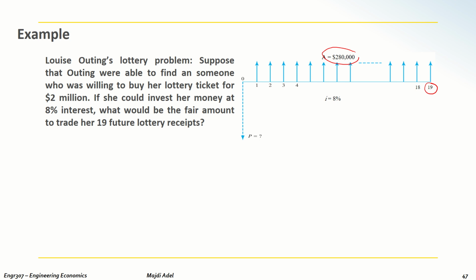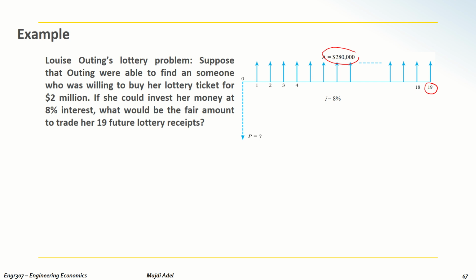Is the 2 million taken today compared to $280,000 for 19 years a fair trade or not? Is the 2 million taken today equivalent to $280,000 at 19 years and interest rate 8% or not?